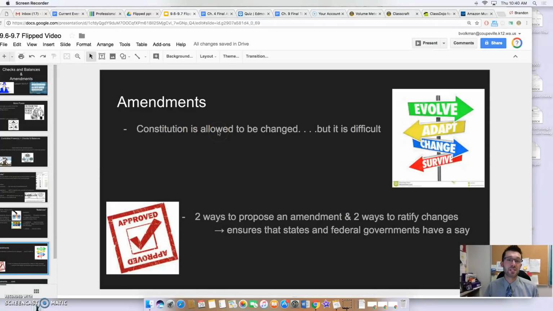Next, let's talk about how amendments or changes can be made to our Constitution. Now, as I kind of mentioned, changes and amendments can actually happen to our Constitution. However, as you're about to learn, it's very difficult to do this. I want you to pause the video for a moment and just think about why it has to be difficult to change our Constitution.